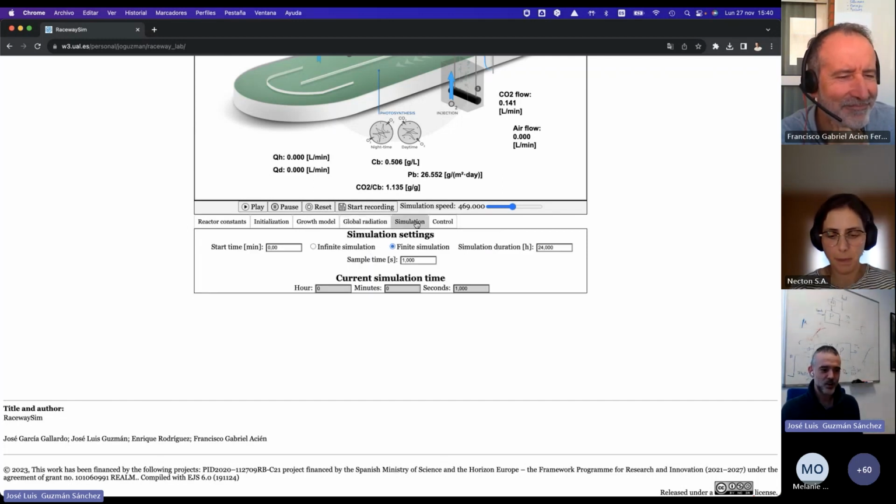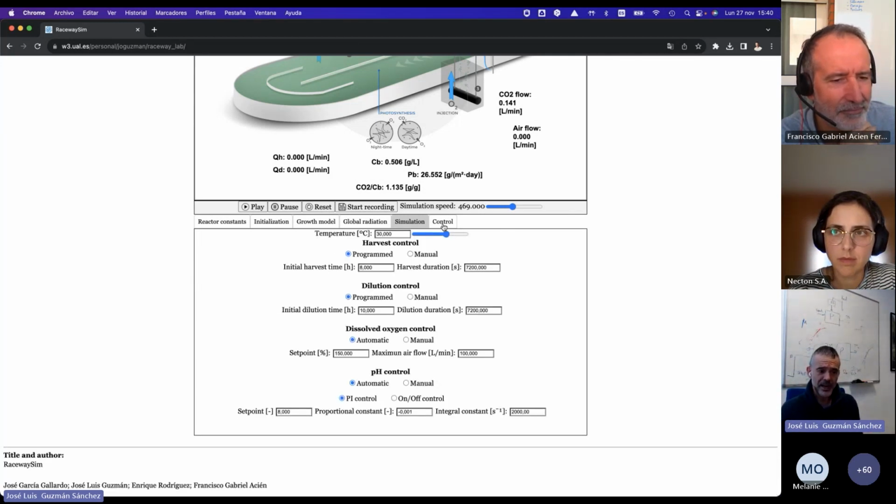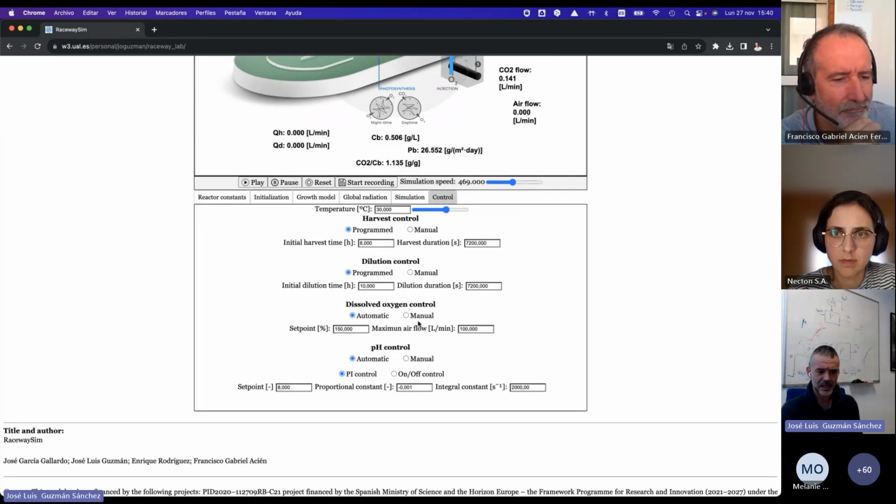And on the other hand, we can simulate just one single day, and we can set what is called infinite simulation, so the day is repeated one day after another. You can just simulate 1 week or whatever. And finally, we have the control part. There you can have the classical on-off controllers, as Gabriel mentioned before, or you can just set the manual control. It is no control at all.